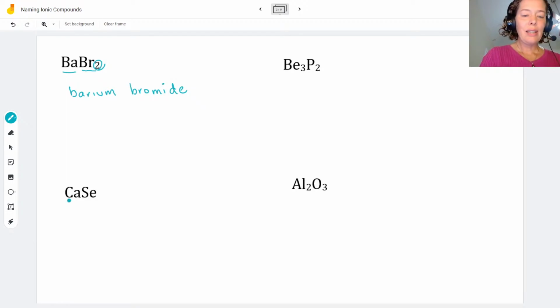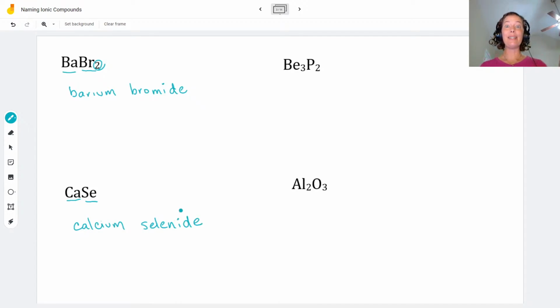Okay, next. Cation is Ca. This is calcium. Because it's the cation, again, it's just the elemental name. We don't change anything. Now, Se is selenium. Again, we change the ending to IDE, selenide. And that's it.